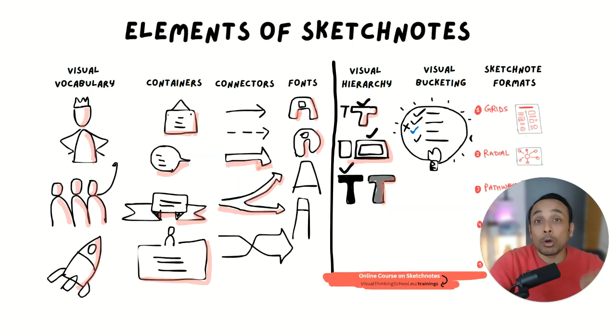Now, elements of sketch note. In the elements of sketch notes, visual vocabulary plays a very important role. It has other elements as well, like containers, connectors, fonts, visual hierarchy, visual bucketing, sketch note formats. But visual vocabulary plays a very important role. And today, I'll be teaching you something very interesting.